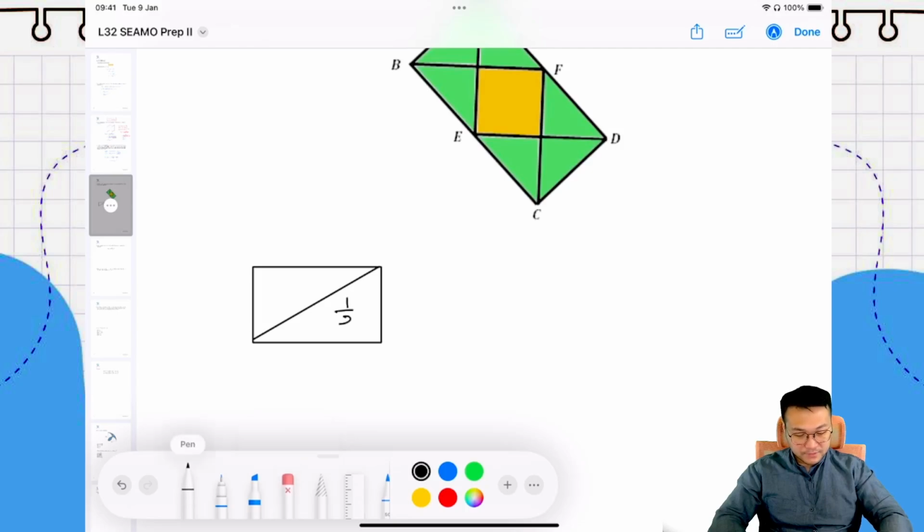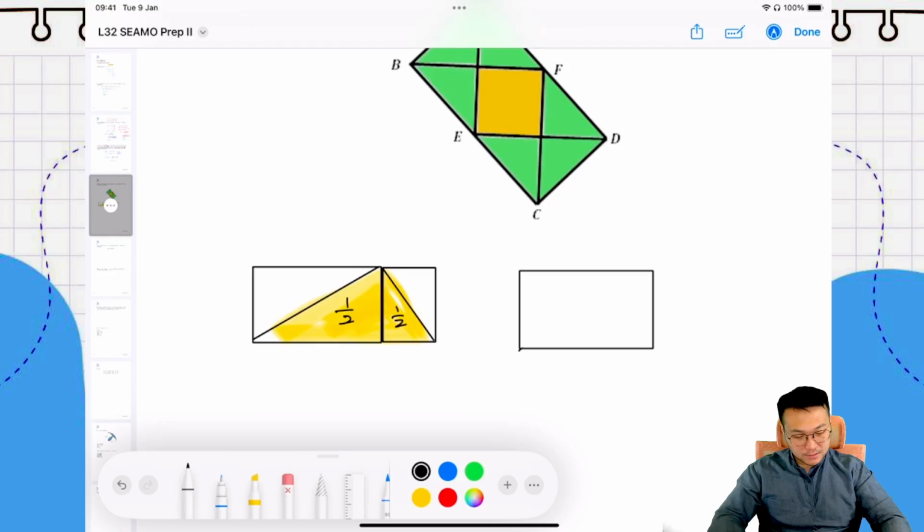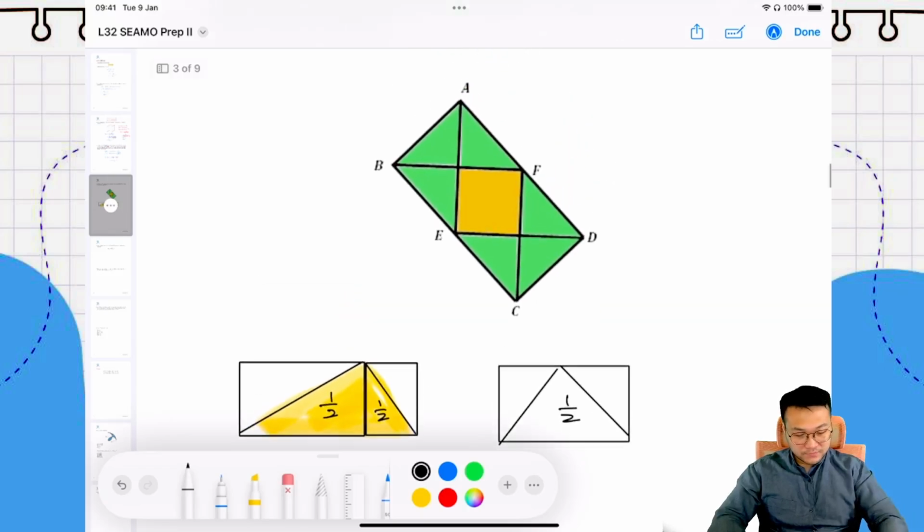Half. I have another rectangle here. Tell me, what fraction of the rectangle is this triangle? Half. Now let me join those two together. What fraction of the rectangle is this triangle? Half. So whenever you see a triangle inside a rectangle, what fraction? Half. So do you know the answer already? This triangle is half of the rectangle.